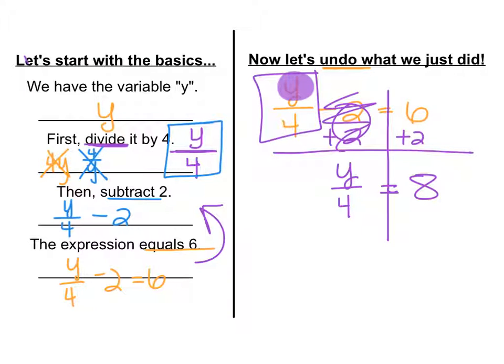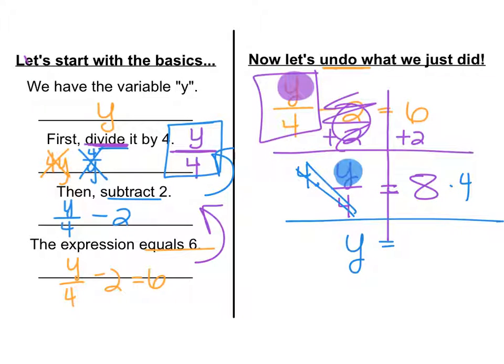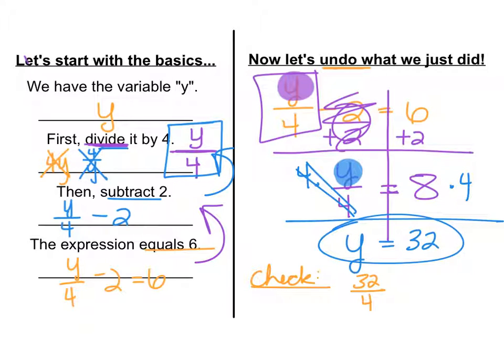I still am working on getting this y alone, because I'm not done quite. So to undo the next step where we divided, I'm going to multiply. Multiply by that 4, so that they cancel, and I have finally y by itself. And then I just have to solve. 8 times 4 is 32. So I'm pretty sure y is 32, but I have to check. So I have 32 instead of y divided by 4 minus 2 equals 6. So if we divide, we get 8 minus 2, and it does equal 6. So y is 32.